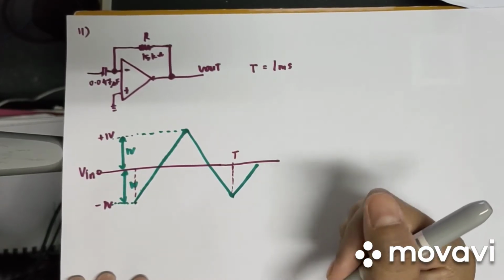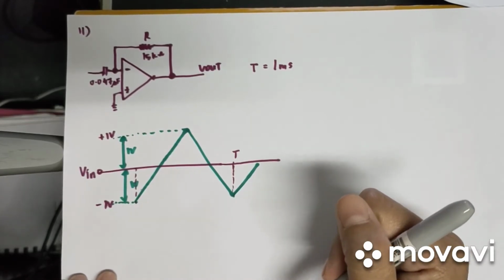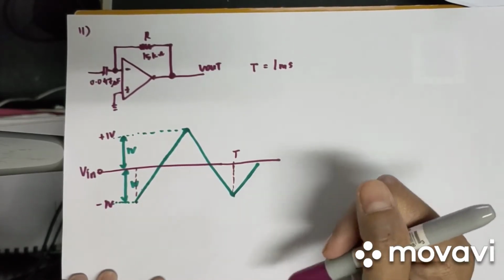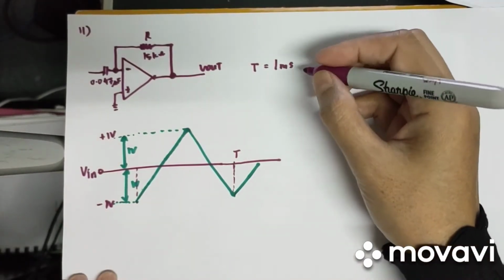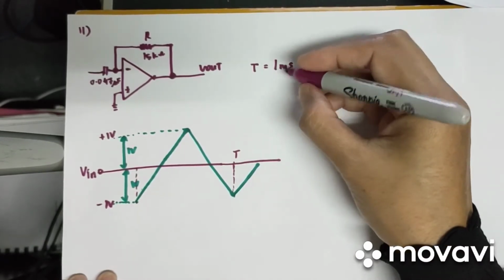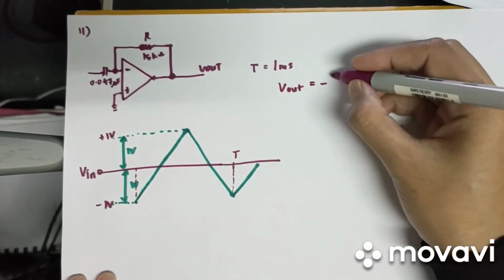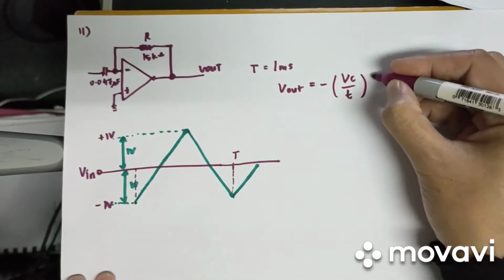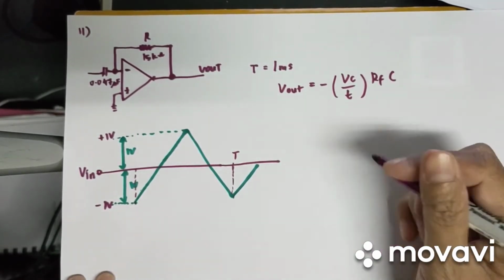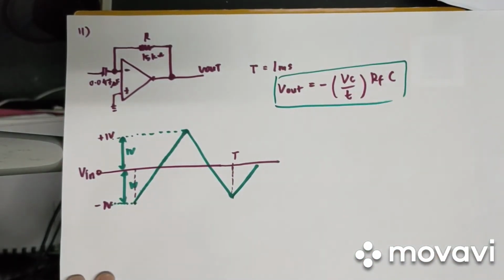A period of 1 millisecond is applied to the differentiator. What is the output? The question is asking us what is the output. We know the formula is just the same as question 10 previously. This is the formula: V out equals negative VC over T RF C. This is the main formula that we get from the lecture notes.